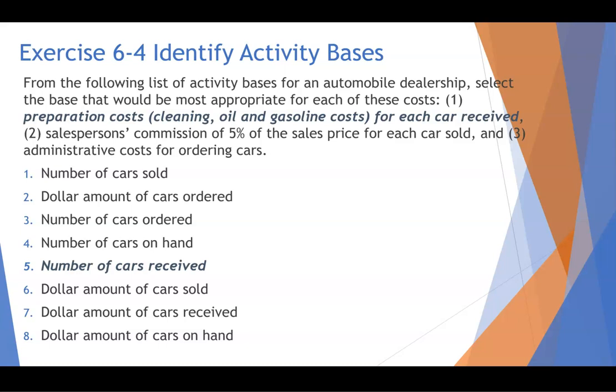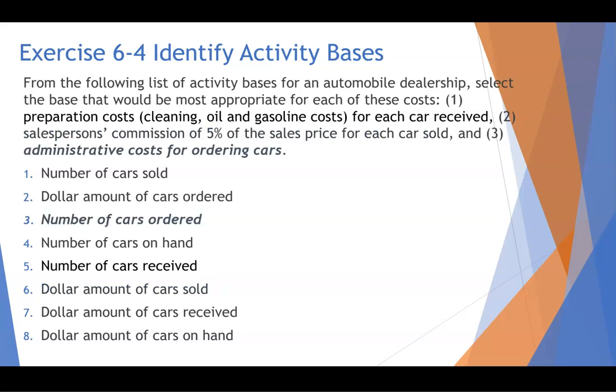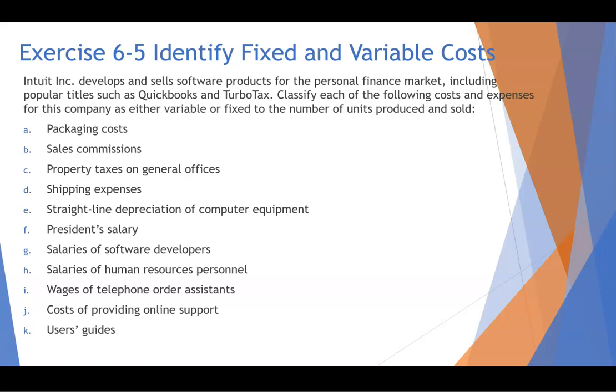For the preparation costs for cleaning, oil, and gas for each car received, we would look at the number of cars received as our good activity base. For salesperson's commission, we would show number of cars sold. It's not really going to be the dollar amount of cars sold. We would have that as the number of cars sold because that's where we've got our time in. And then for administrative costs for ordering cars, it would be based on the number of cars ordered.